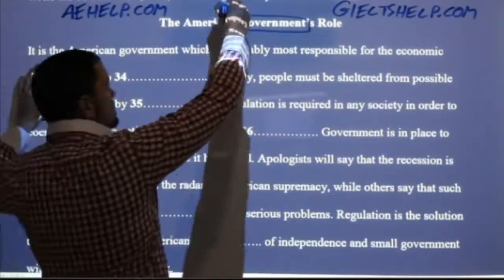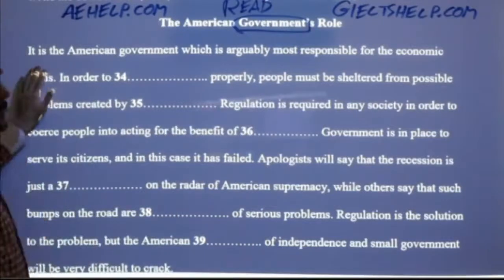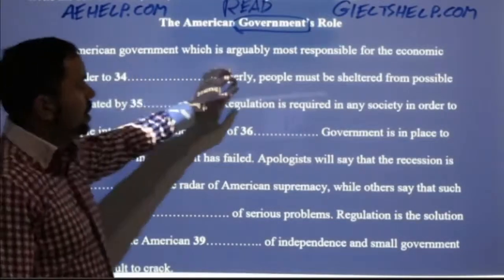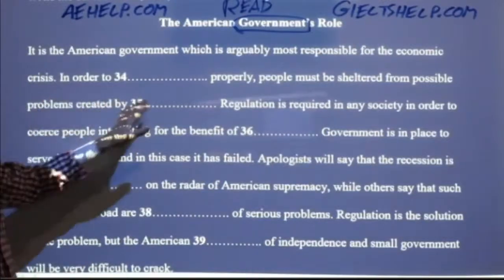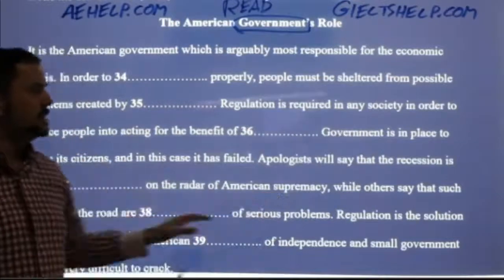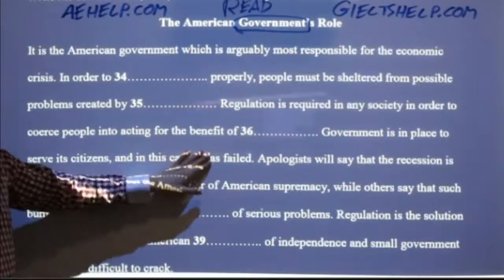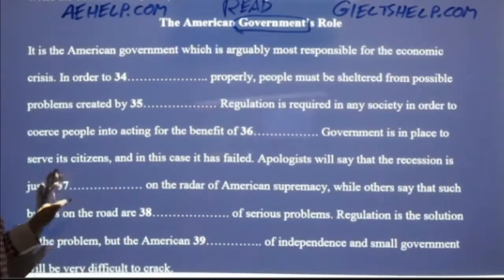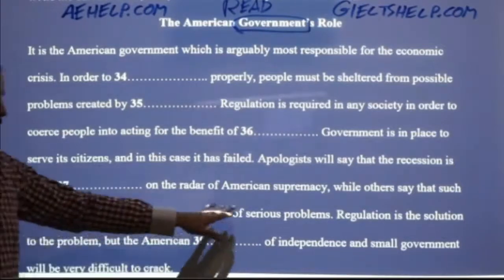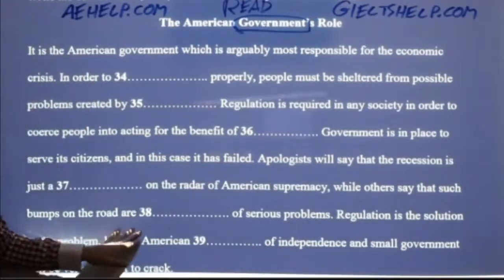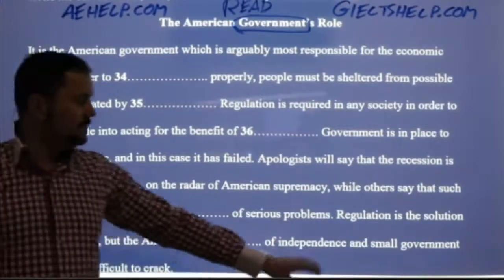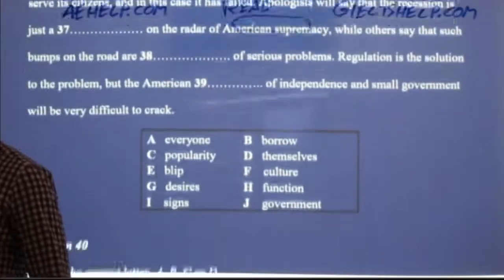Read with me. This is a reading class, students, so make sure to read with me. And if you can, read aloud. Read so you can hear yourself. Okay? All right, here we go. It is the American government which is arguably most responsible for the economic crisis. In order to properly, people must be sheltered from possible problems created by. Regulation is required in any society in order to coerce people into acting for the benefit of. Government is in place to serve its citizens, and in this case, it has failed. Apologists will say that the recession is just on the radar of American supremacy, while others say that such bumps on the road are serious problems. Regulation is the solution to the problem, but the American of independence and small government will be very difficult to crack.